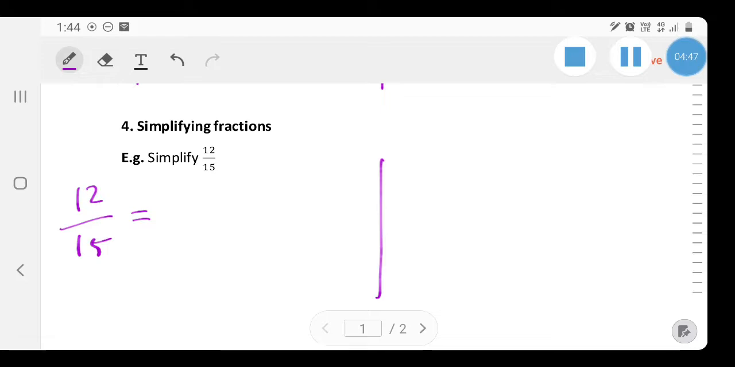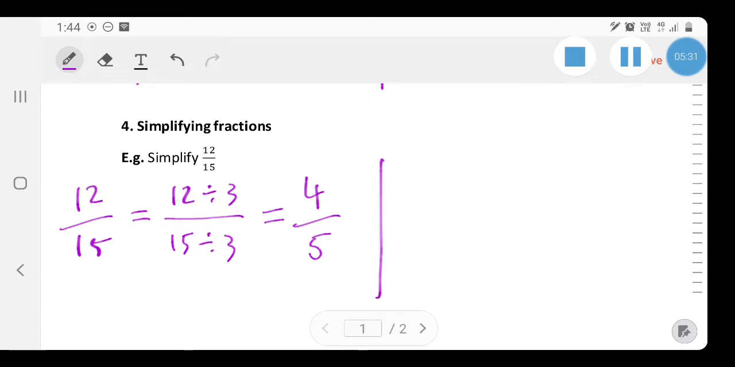One way is to ask yourself, what is the highest common factor of 12 and 15? In other words, what is the highest number that divides into both those numbers without a remainder? These two numbers only have one common factor except for one, which is 3. So I'm going to divide both numbers by 3. 12 divided by 3 over 15 divided by 3. 12 divided by 3 is 4, and 15 divided by 3 is 5. 4/5. Can't be simplified any further.